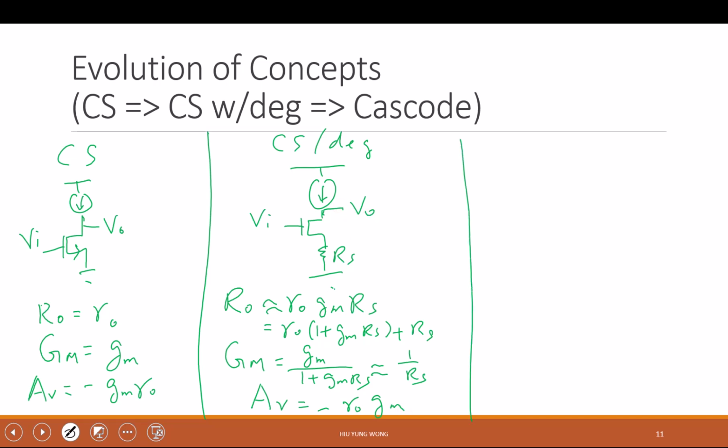And eventually, we have this cascode. We have, again, an ideal current source. But now we put the V in at the bottom, and then we bias it. And this is V out. And then what is the R out? If I call this 1, this is 2.